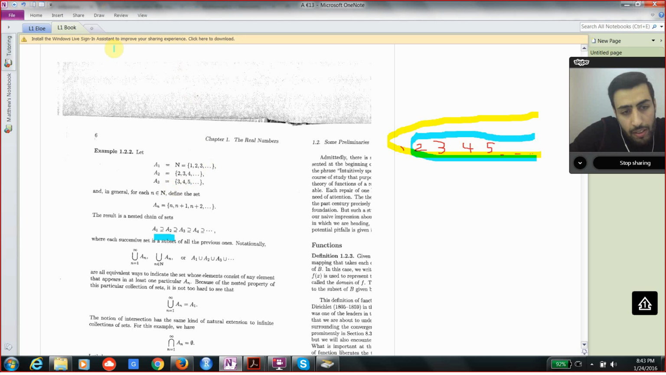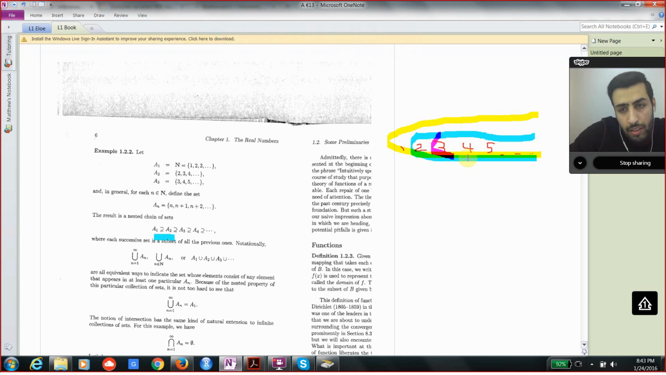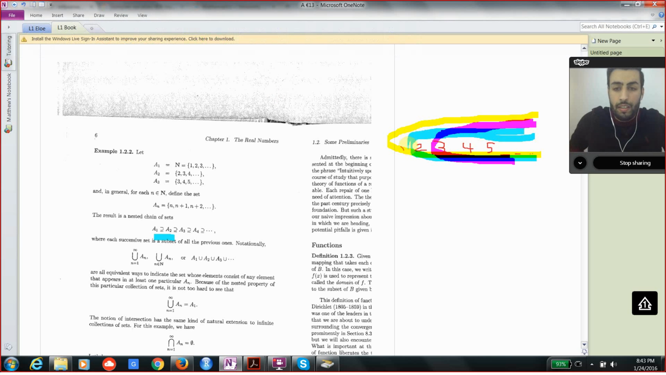Now notice that A3 is actually contained in both of them. This is A3 right here. You should convince yourself, don't just say yes. Is everything in A3 in A2? A2 is the green, the bluish type. Is everything in A3 in A2? Sure. And everything in A3 is in A1 because it's even bigger.